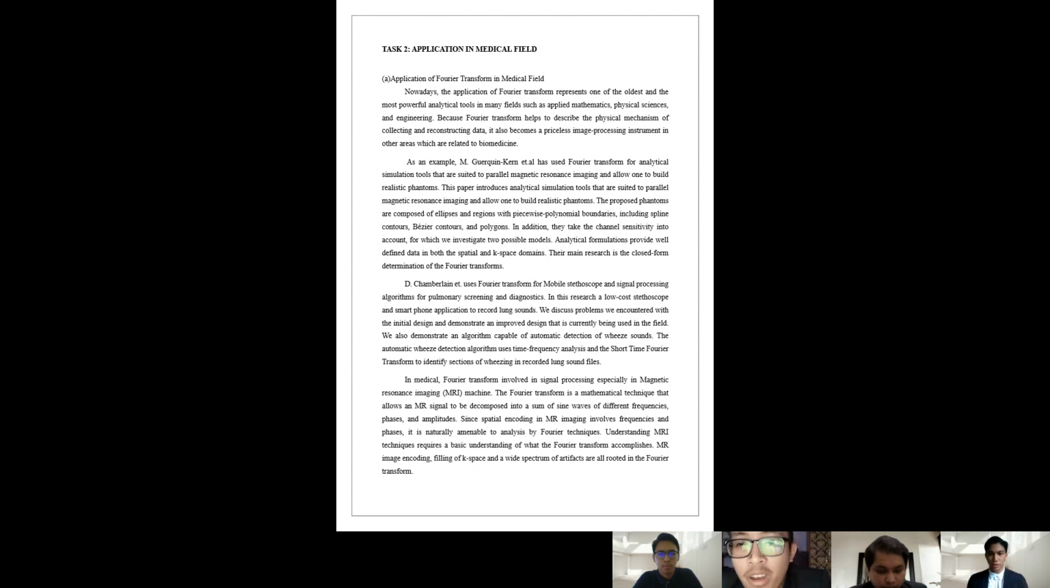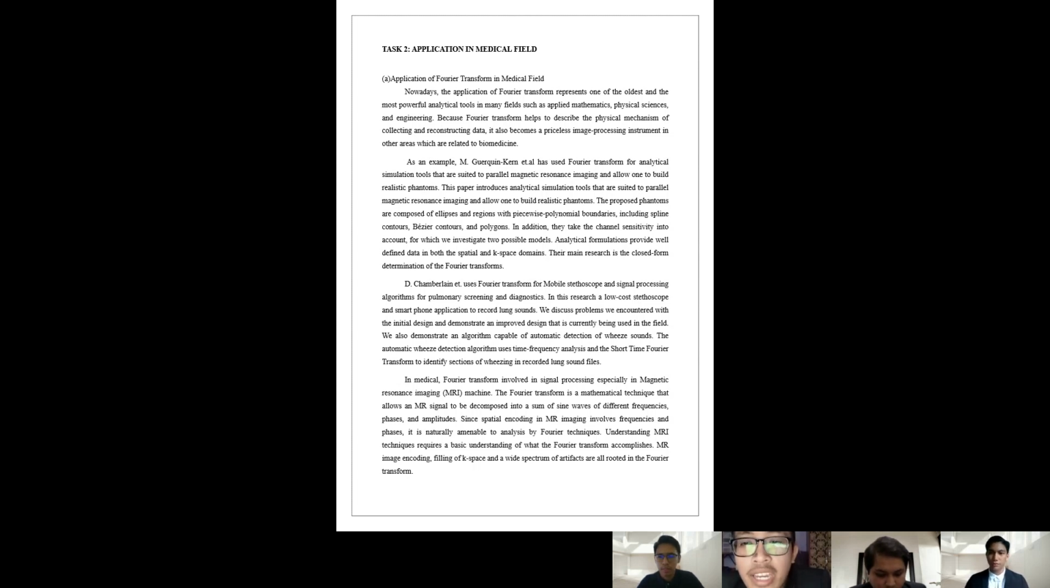Because the Fourier transform helps to describe the physical mechanism of collecting and reconstructing data, it also becomes a priceless image processing instrument in other areas which are related to biomedicine. Okay, so the example that I want to suggest is Mr. UNIKL, who has used the Fourier transform for analytical simulation tools that are suited to parallel magnetic resonance imaging and allow one to build a realistic phantom.